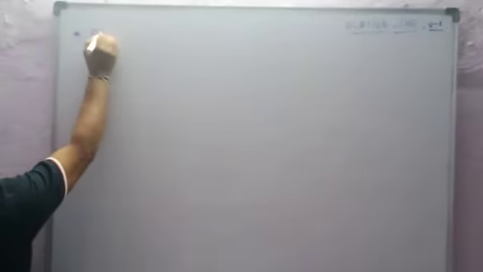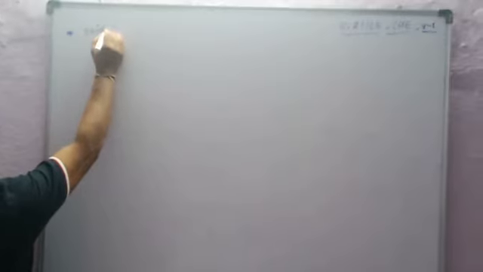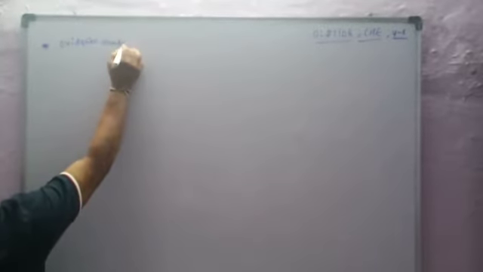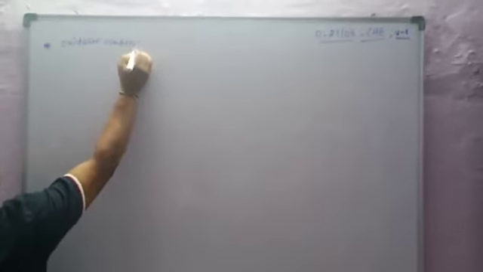Good morning students. In 7th A group elements, halogens, the periodic properties or physical properties are completed. The next one is oxidation numbers of 7th group elements.